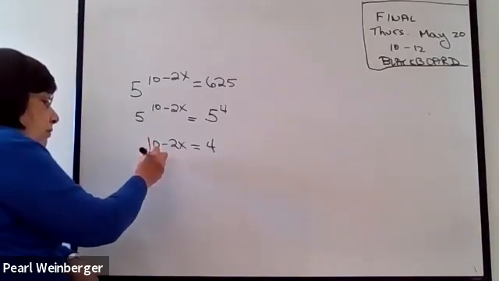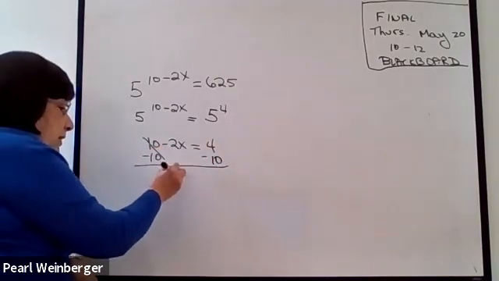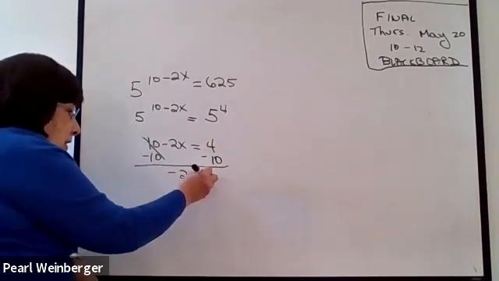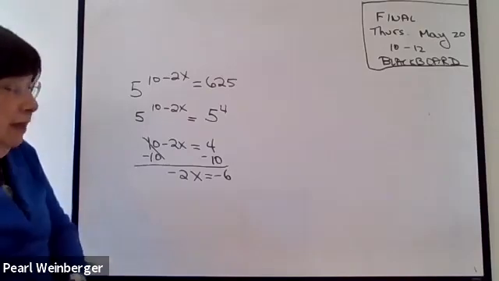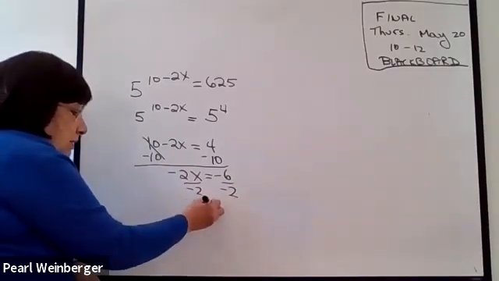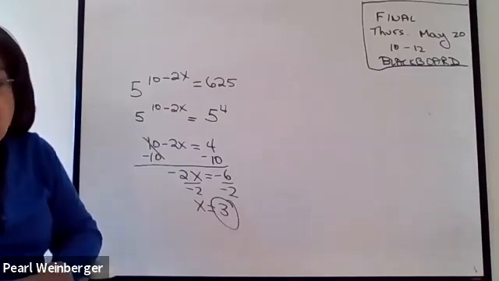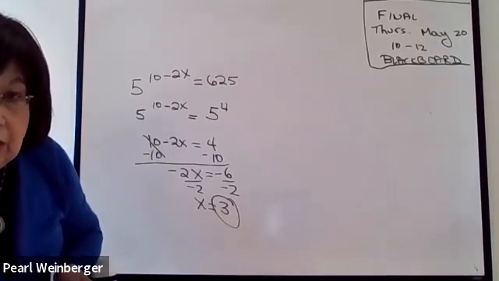I'll subtract 10 from both sides, which will give me negative 2x equals 4 minus 10, which is negative 6. Is negative 6, correct? And then negative and negative give me a positive 3. So in the end, my answer comes out to x equals 3, and that would be your answer. So this is solving an exponential equation.